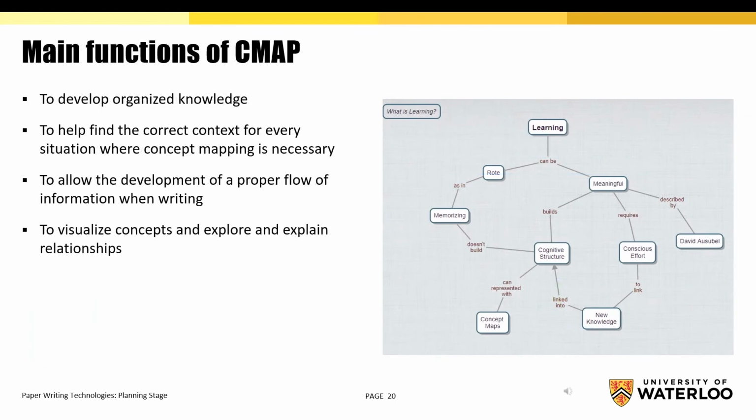Main functions of CMAP. To develop organized knowledge by using CMAP tools to map out the ideas and concepts you want to explore further. To help find the correct context for every situation where concept mapping is necessary, as well as situations where the proper generation of ideas is needed. To allow the development of proper flow of information when writing. To visualize concepts, explore, and explain relationships. This helps to integrate new knowledge with what you already know.